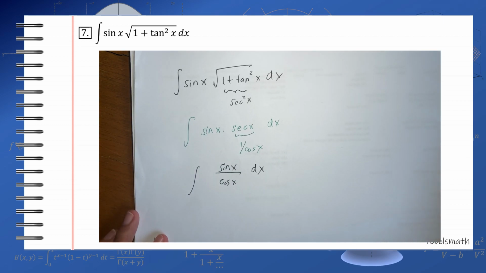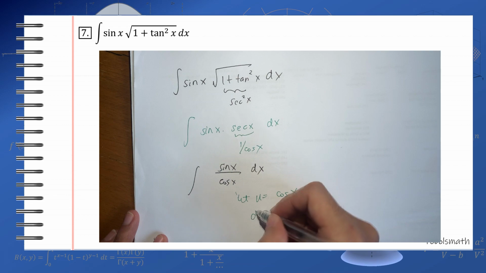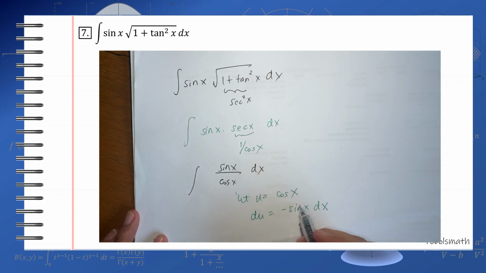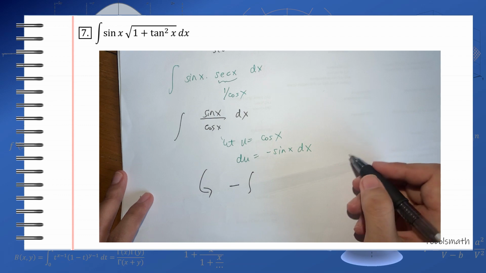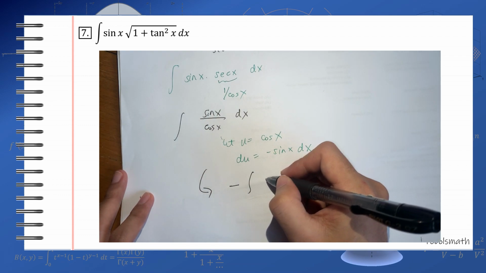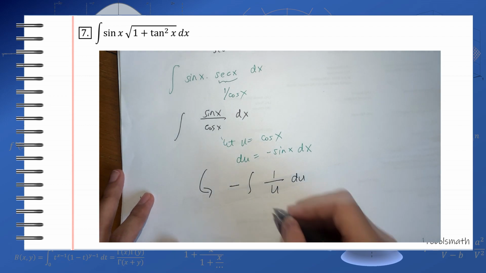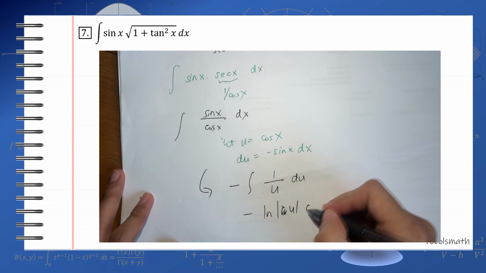If we let u is equal to cos x, du is equal to negative sine x dx. So this integral becomes negative of the integral of 1 over u du, which is equal to negative ln of the absolute value of u.